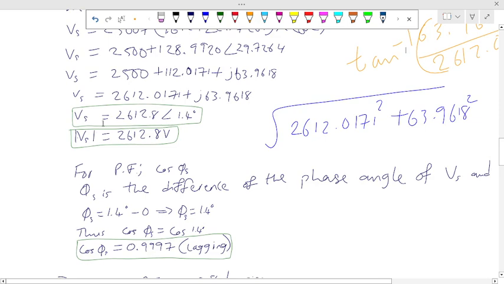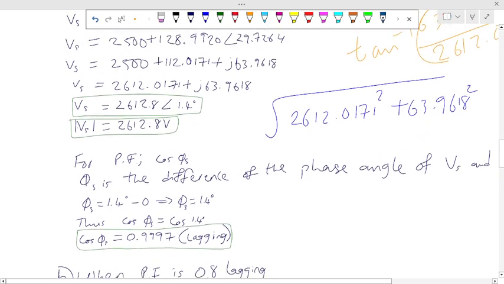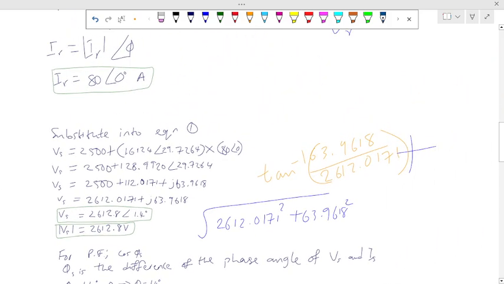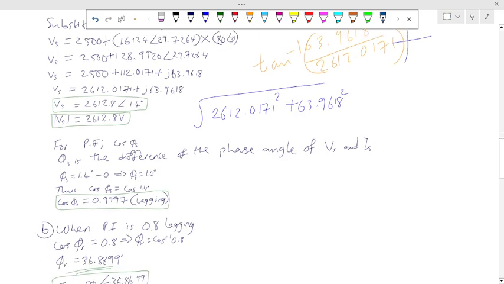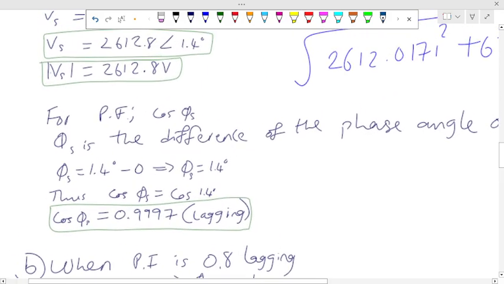And of course the magnitude, this is the magnitude, that's the sending end voltage. So by doing this, we've derived our sending end. This is also the sending end current. Why? Because in a single phase, the receiving end current equals the sending end current. We did that in a previous video, so please check that out.